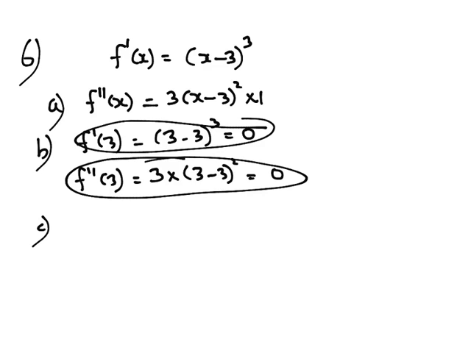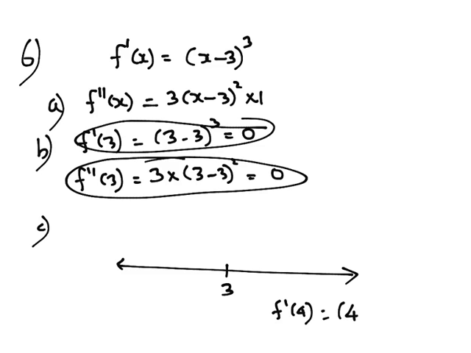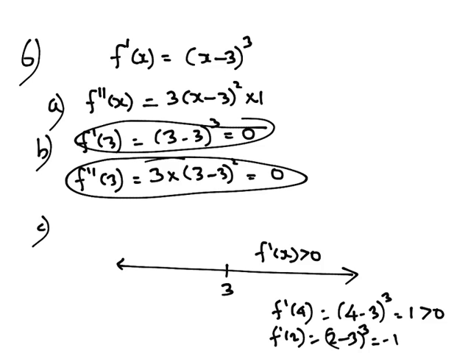Go to first derivative test. So draw the number line and mark 3 and take a value above 3. Let me take, let's say 4, and substitute in the first derivative. So f dash of 4 is 4 minus 3 the whole cube, which is 1, which is positive. So after 3 f dash of x will be positive. Let me take a value less than 3. Let me take, let's say 2. F dash of 2 is 2 minus 3 the whole cube, which is minus 1, which is less than 0. That means f dash of x is negative before 3.